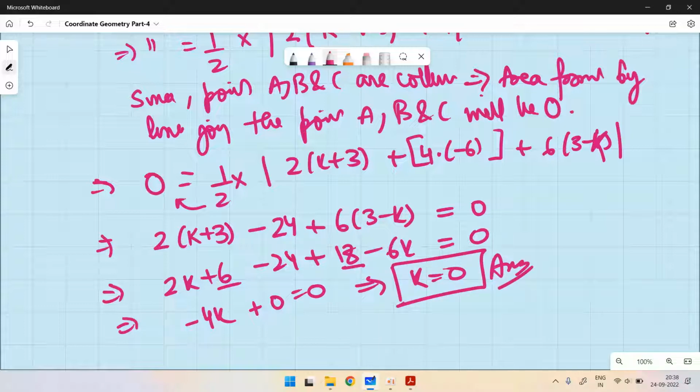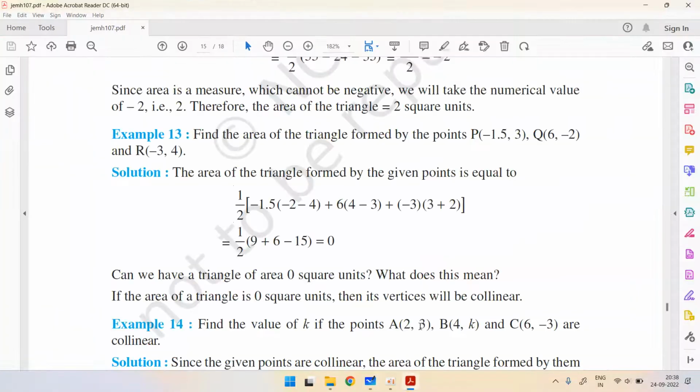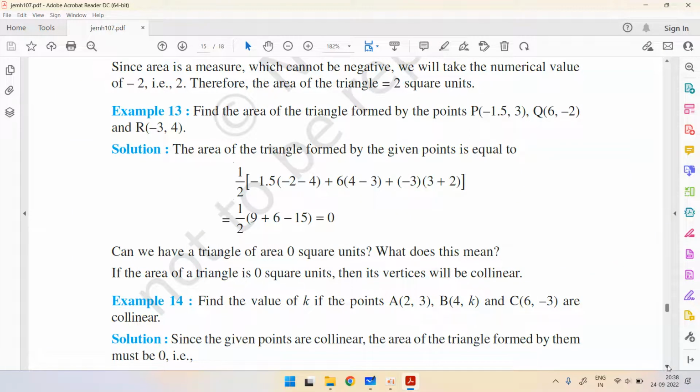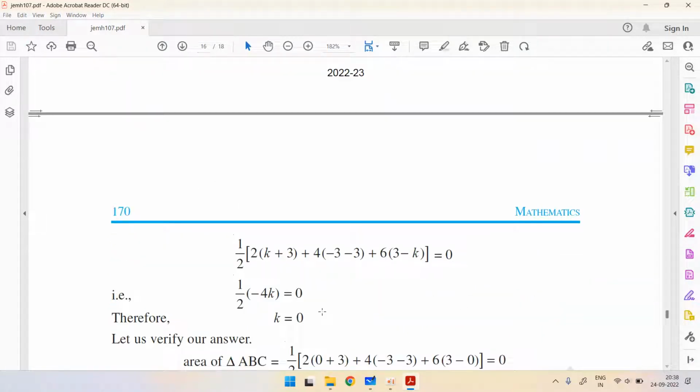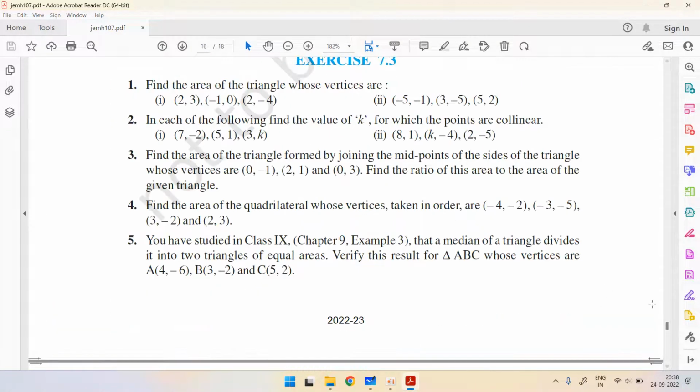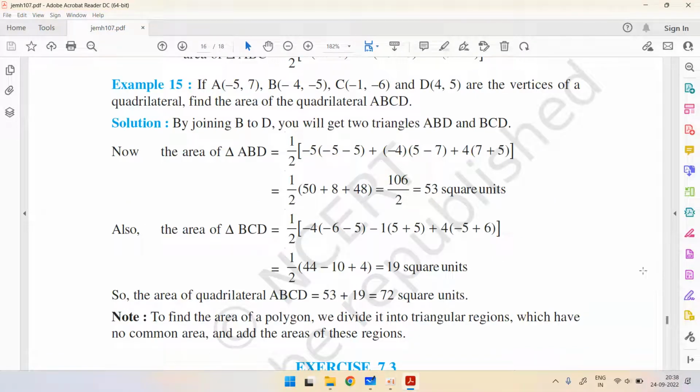The answer: for k equal to 0, the points will be collinear. This is also saying that the area of the triangle formed must be 0. So here the equation has become k equals 0. You can even put the value of k as 0 and you will find that it satisfies the equation.